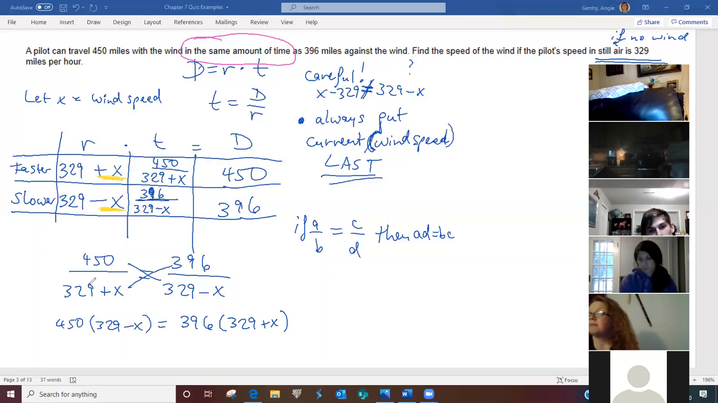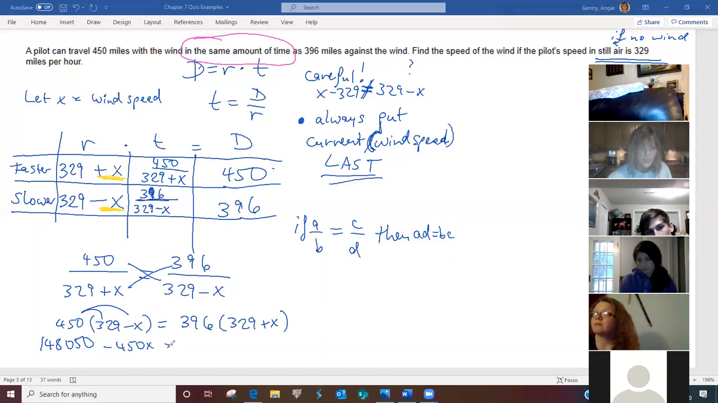Isn't it? 450 times 329. Just check me. 148,050. Minus 450x, right? Because I distribute it. Yes, these numbers are ugly, but the final result should not be ugly. 396 times 329. Yes, and we could do all this by hand too. If you had pre-algebra in the classroom, you know all about it. And it's fun, but not right now. We have other things, bigger problems.